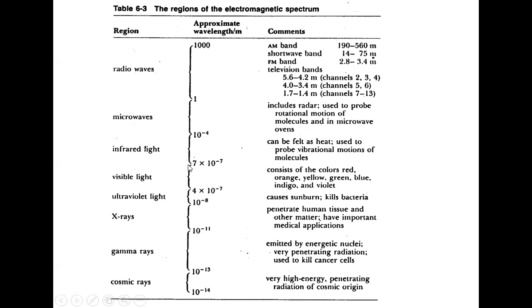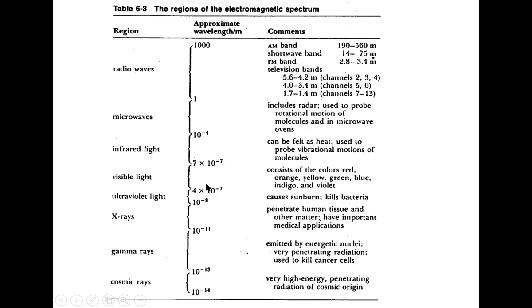Then you go to infrared. I emphasized infrared light. So last time, from meters there, 10 to the minus 4 meters to 7 times 10 to the minus 7. We use it very often. In technology, for example, they use it in fighter jets actually. So you might know that that's what infrared light is used for. It's used to probe the vibrational motions of molecules, and you can sense molecules from far. And you have the visible light.